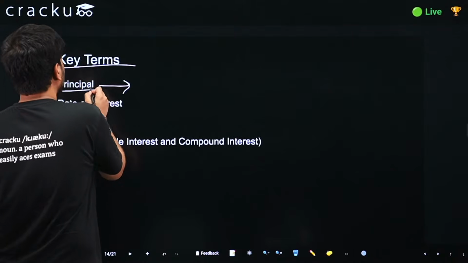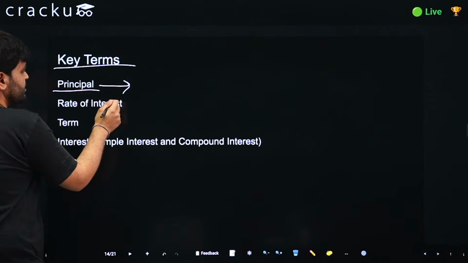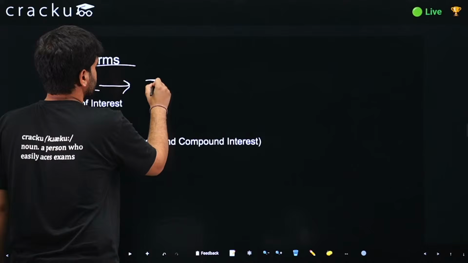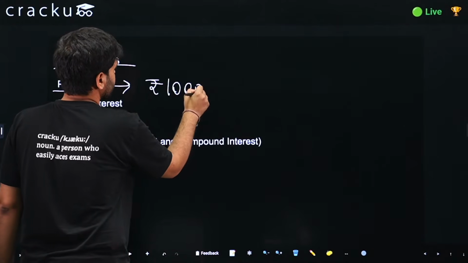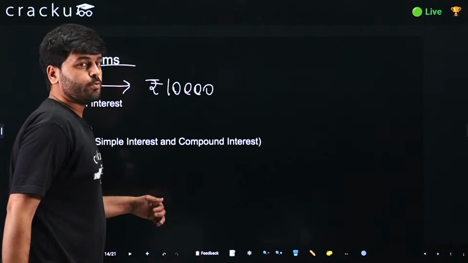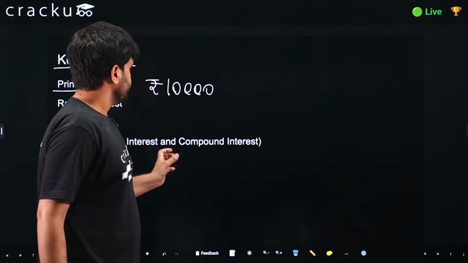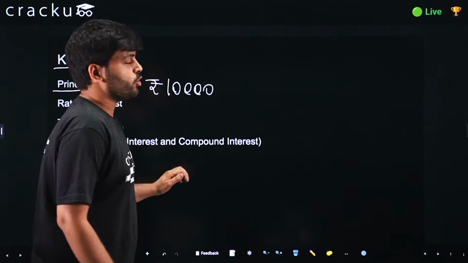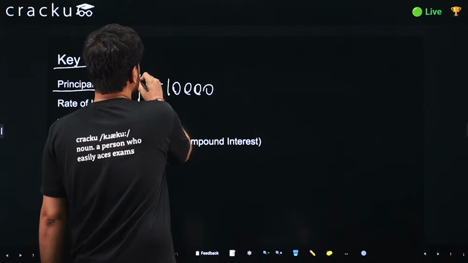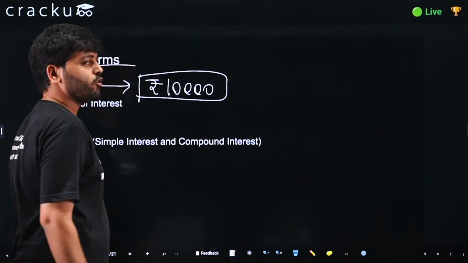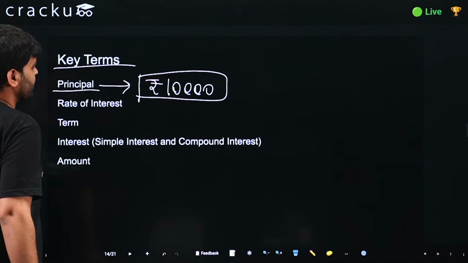So what would be your principal? Principal is the amount, this 10,000 here in our case. So principal would be the amount which is borrowed at the time of borrowing. This is the total amount borrowed at the time of borrowing.